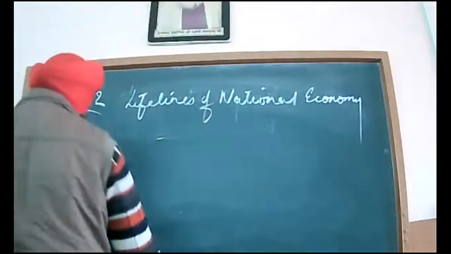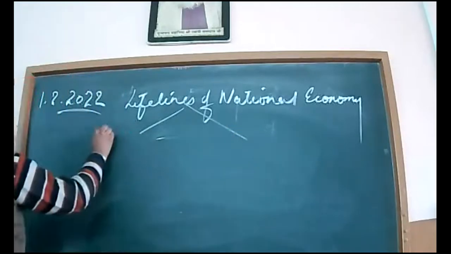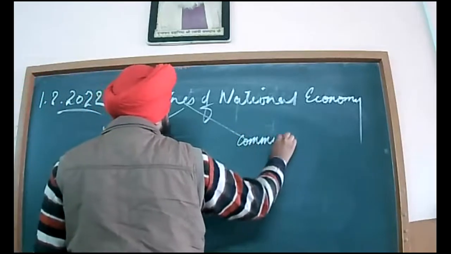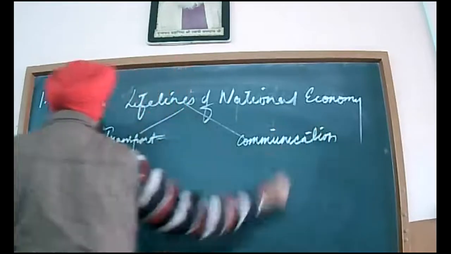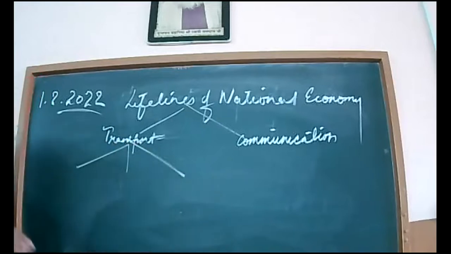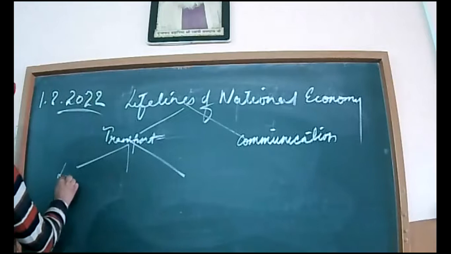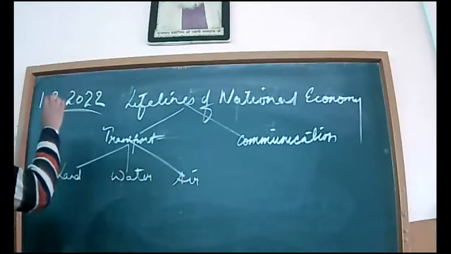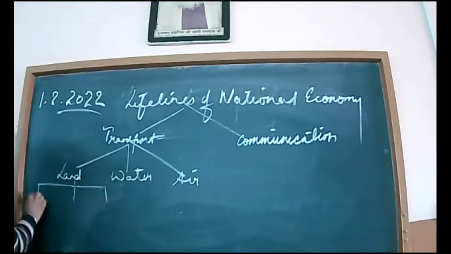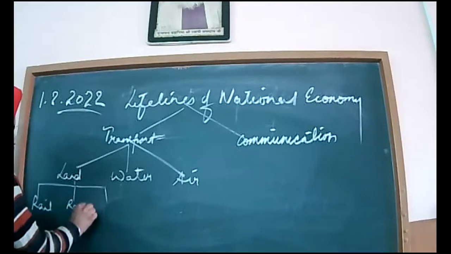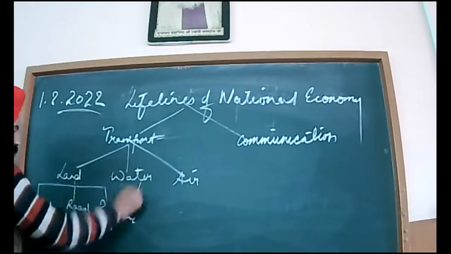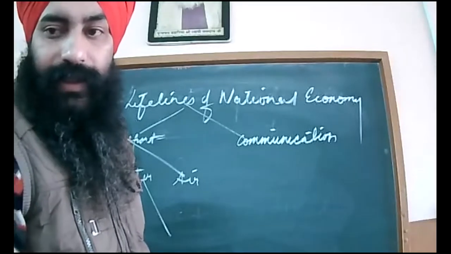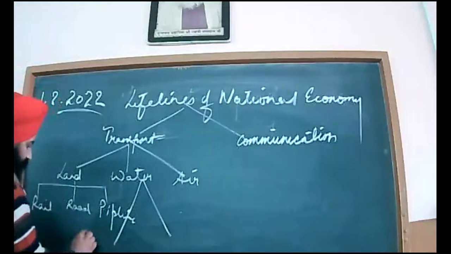This is the previous chapter. This chapter is broadly divided into two parts, means of transport and communication. Means of transport is divided into three parts: land, water, air. Land is divided into three parts: railways, roadways, and pipeline transportation. Waterways are divided into two parts.